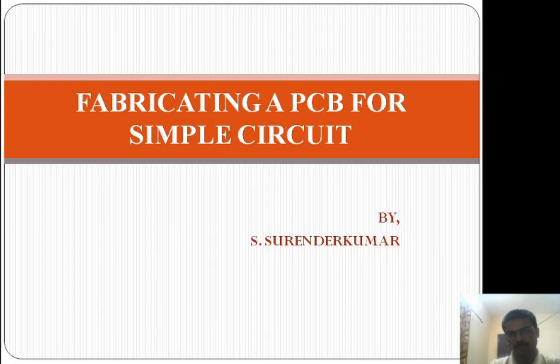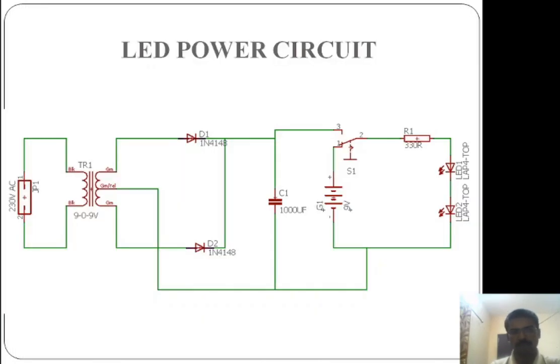Next we will go for manually fabricating a PCB. So now consider this LED power circuit. We have previously seen one circuit, that is a simple circuit. Before that, this is the original circuit where 230 volt AC is applied to this connector. It is a jumper connector.